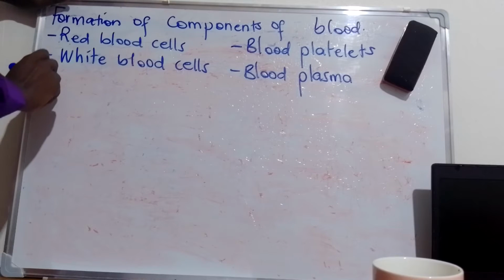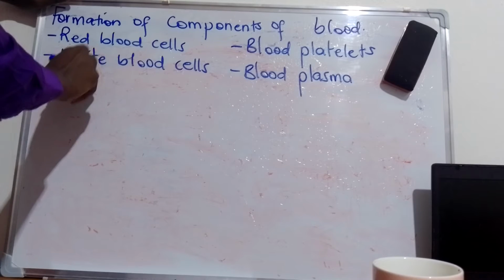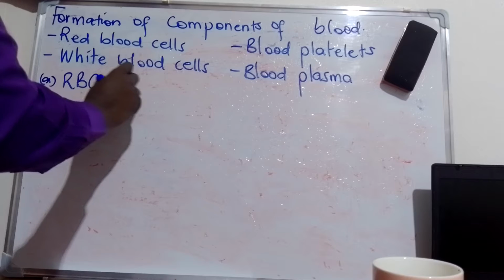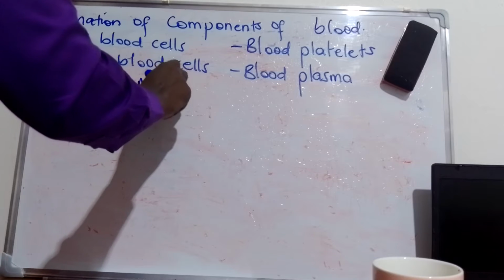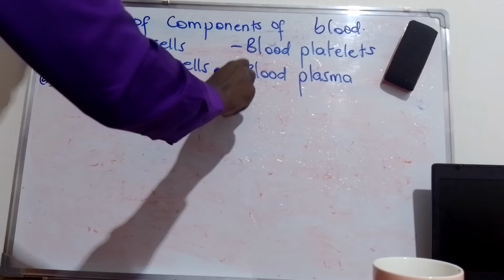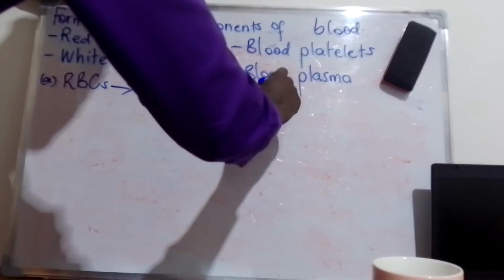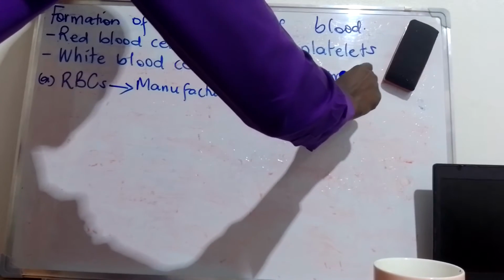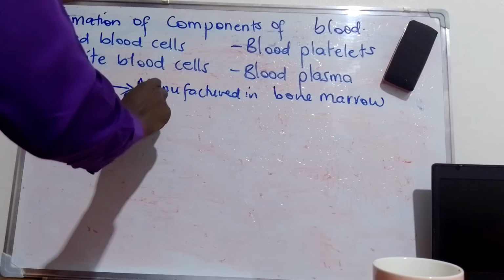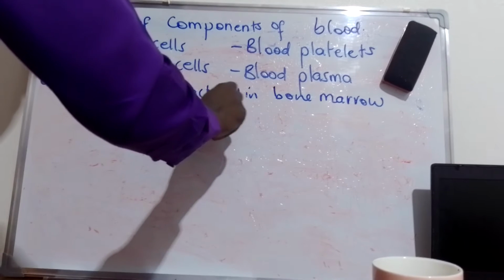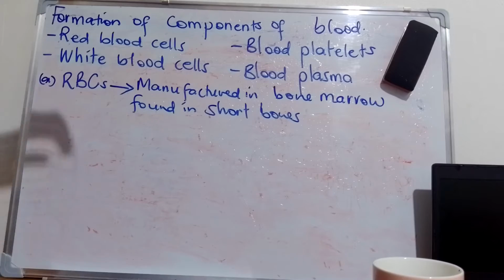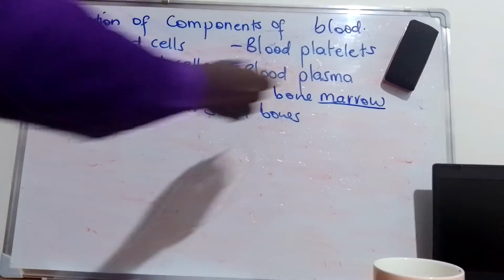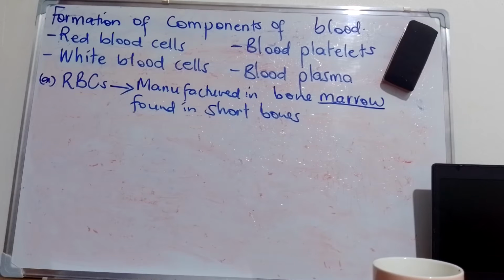Let's begin with red blood cells, RBCs. Red blood cells are manufactured in the bone marrow found in short bones. Soon I will explain to you what bone marrow is. This is a fluid like structure found inside the bones, especially in mammals.